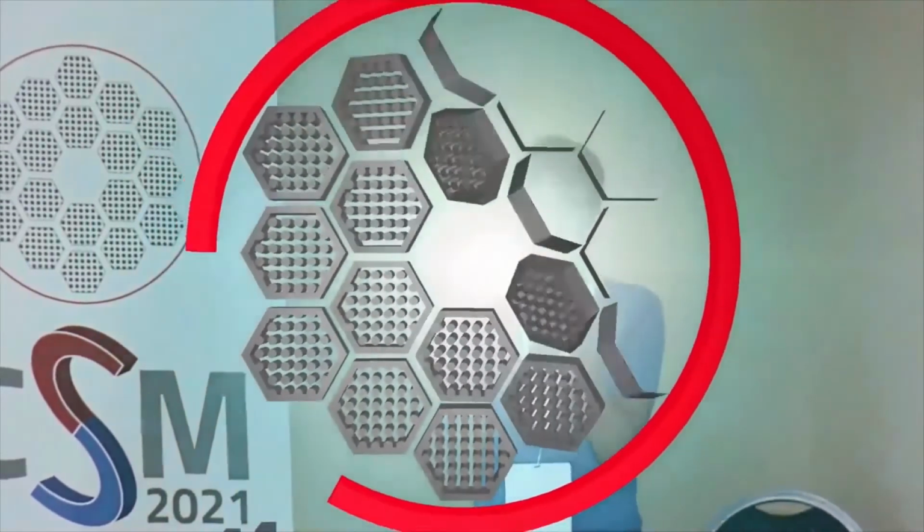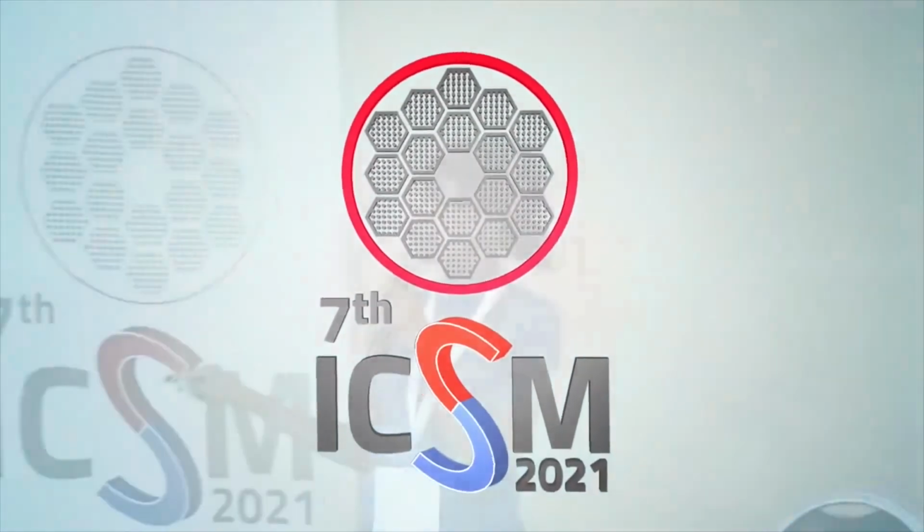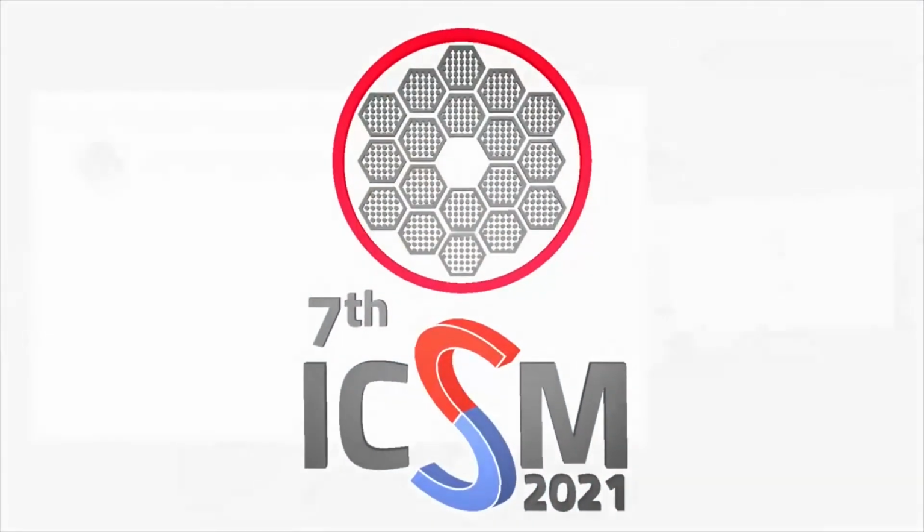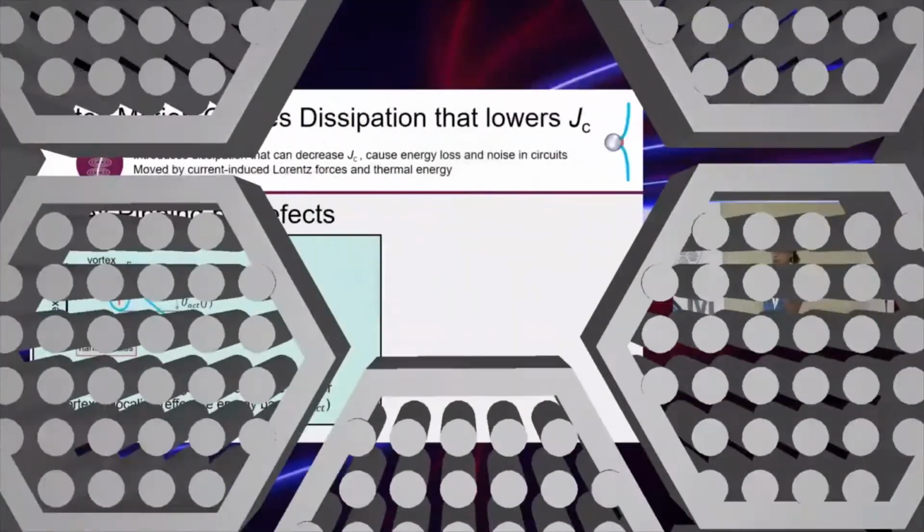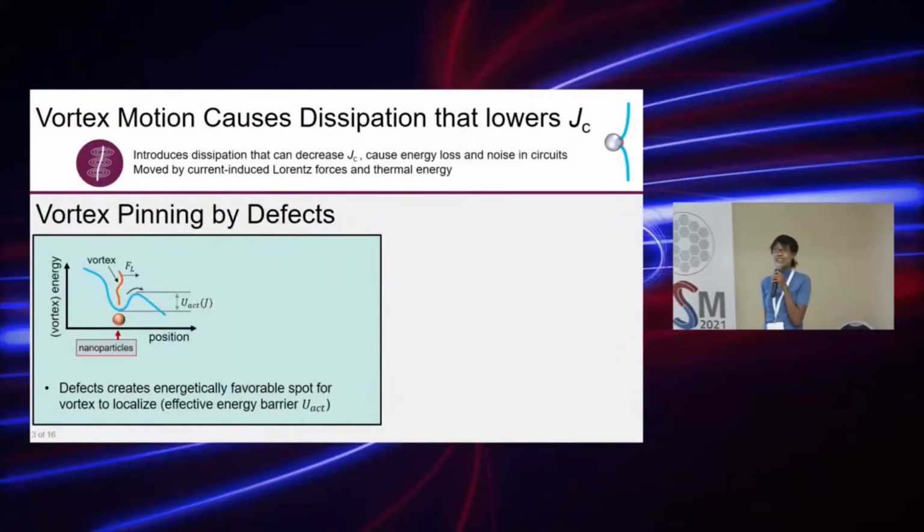Okay, so as you know, vortices are formed by the penetration of magnetic flux when the applied magnetic field lies in between the two critical fields, Hc1 and Hc2. And the problem with vortices is that they introduce dissipation that can decrease the critical current and cause energy loss and noise in superconducting quantum circuits. Vortices are moved by current-induced Lorentz forces and thermal energy, but thankfully can be immobilized by disorder.